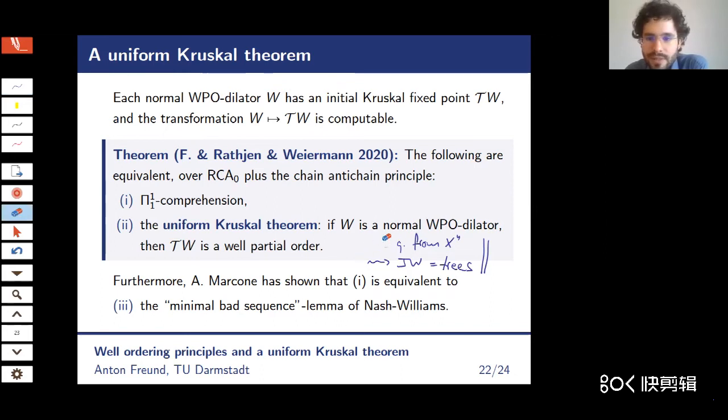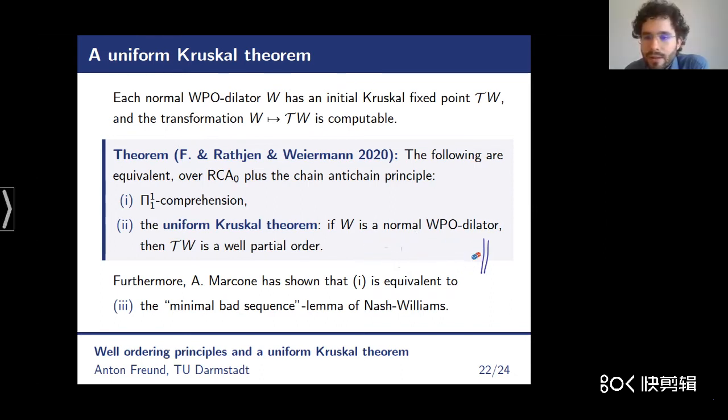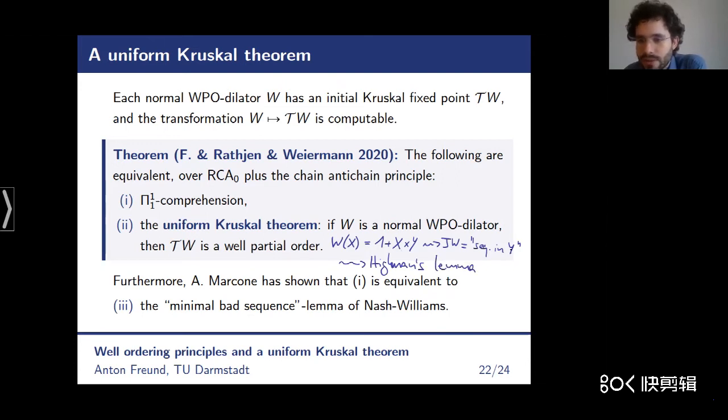Also, maybe as a second example, if you take W of X, as we had before, to be this expression 1 plus X times Y, then T of W is precisely the sequences in Y. And then as an instance of the uniform Kruskal theorem, you get what is known as Higman's lemma. So Higman's lemma is precisely this statement about sequences that comes out of our uniform Kruskal theorem in this example here.